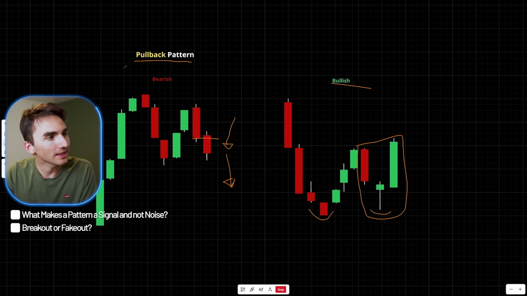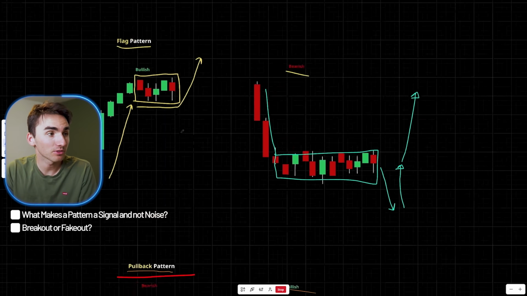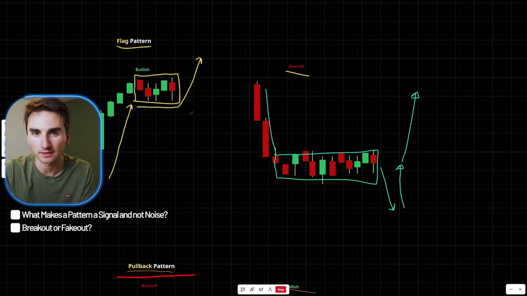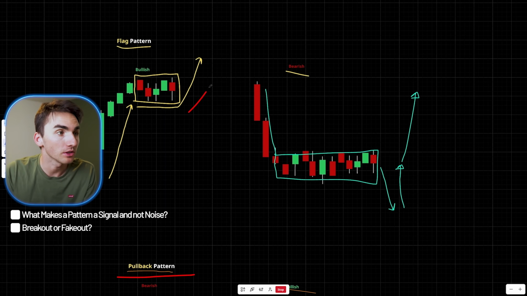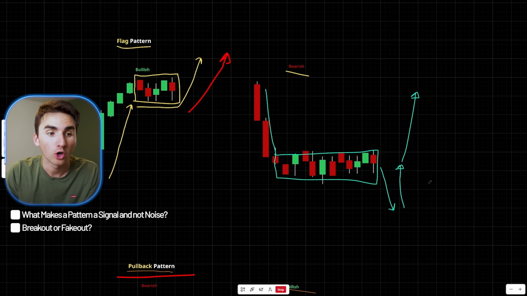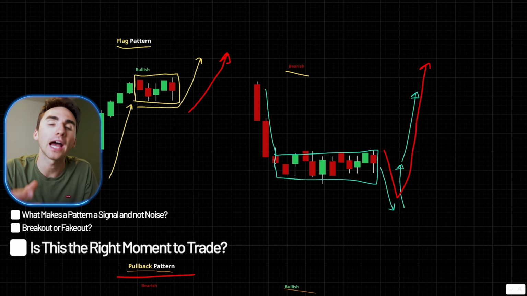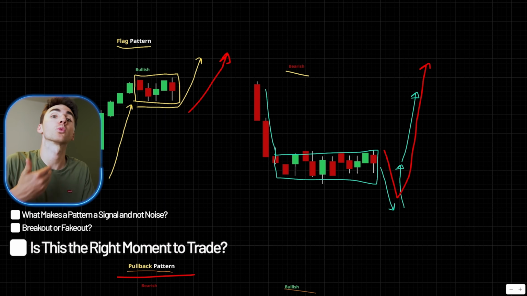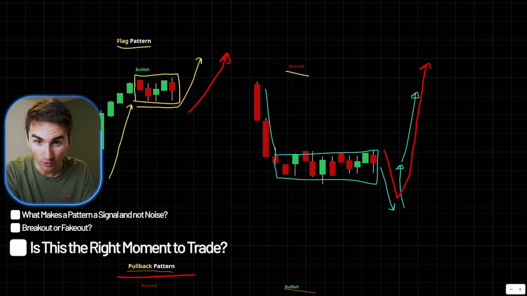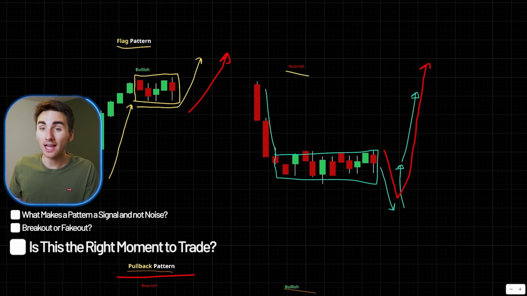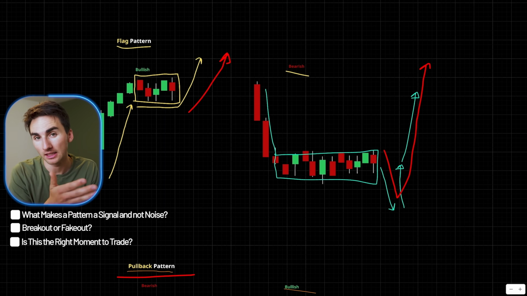So you can start to see this pattern and the flag pattern are very similar in a lot of ways. How do you know when a pattern is going to either continue or when it's going to fake you out in the opposite direction? In reverse, which is why in a minute we're going to go over how do you know when it's actually the right time to jump into a trade versus when it's important to stay out so you don't actually get trapped and lose money.